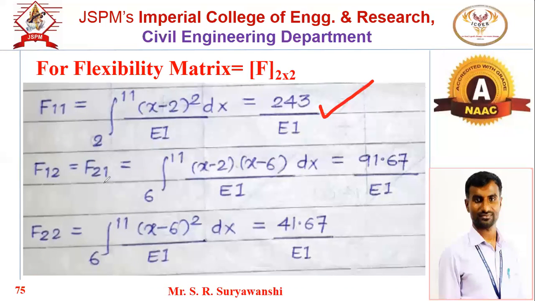So F12 or F21, that is M1 into M2. Again, this will be the same only for your BA zone. So this is the element, and F22 is M2 square. This is also for the BA element or BA zone, M2 square, x minus 2 square, limit from 6 to 11. All this calculation we have to perform on the calculator.